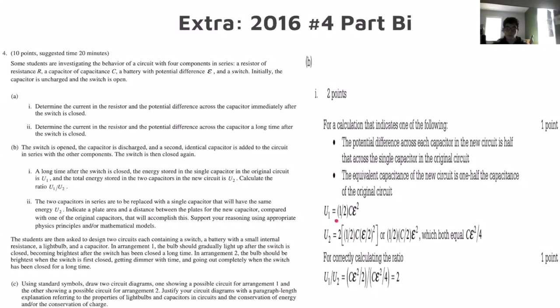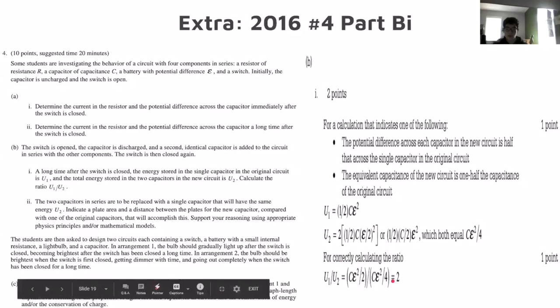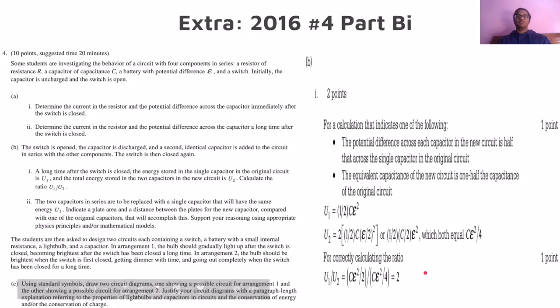And after this, you just put U1 over U2, and then find the ratio, which is, in this case, scenario 2. We say this is an extra problem, but it's probably more relevant because it's actually part of the physics 2 curriculum, rather than the one before. It's more conceptual, but it comes down to the same thing, just finding a ratio.